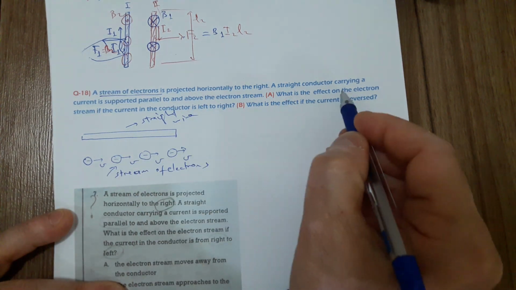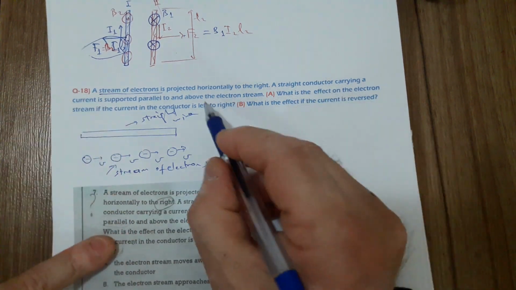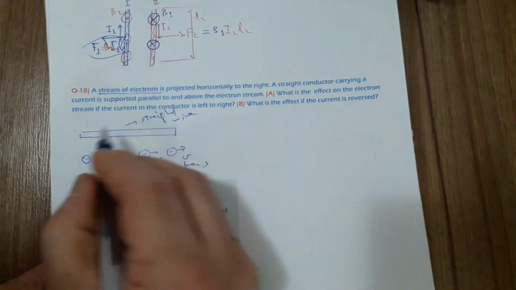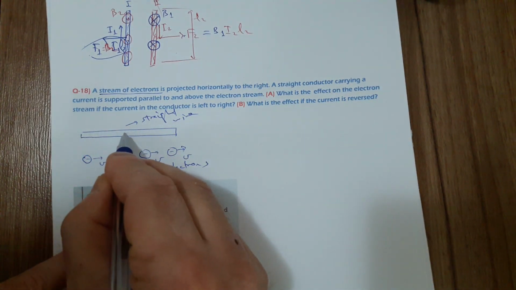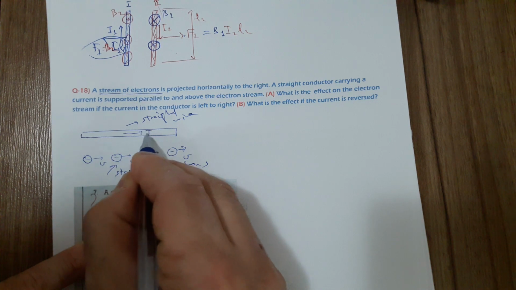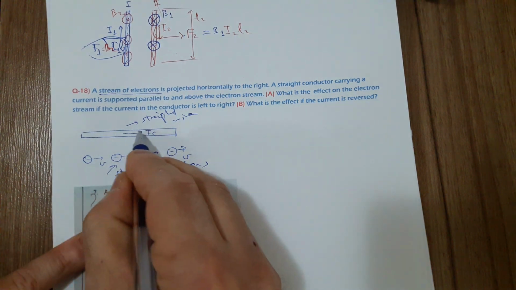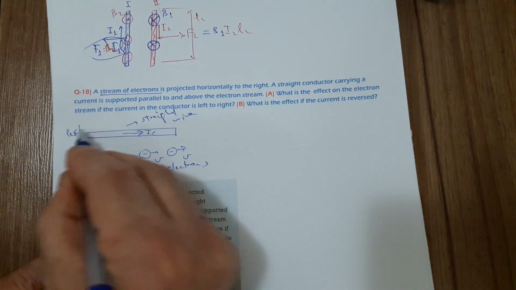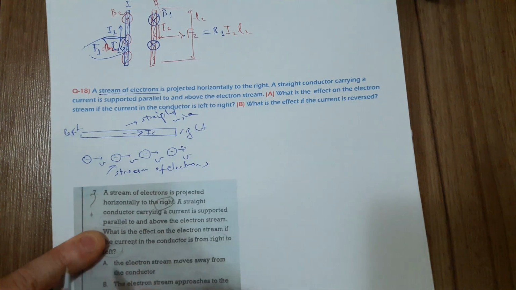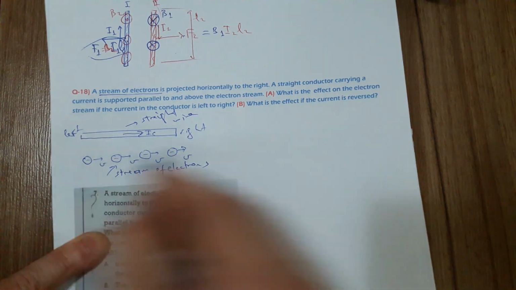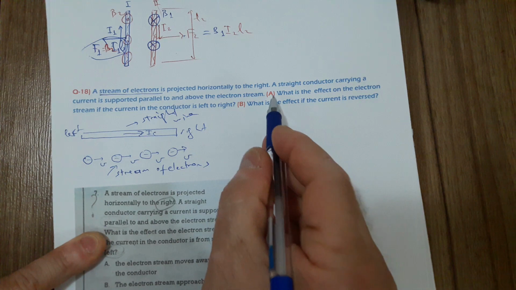And what is the effect on electron stream if the current in the conductor is from left to right? So electric current will be from left to right, so like this. Electric current on the conductor will be from left to right. So then what happens to the electron stream? Question is asking this in part A.